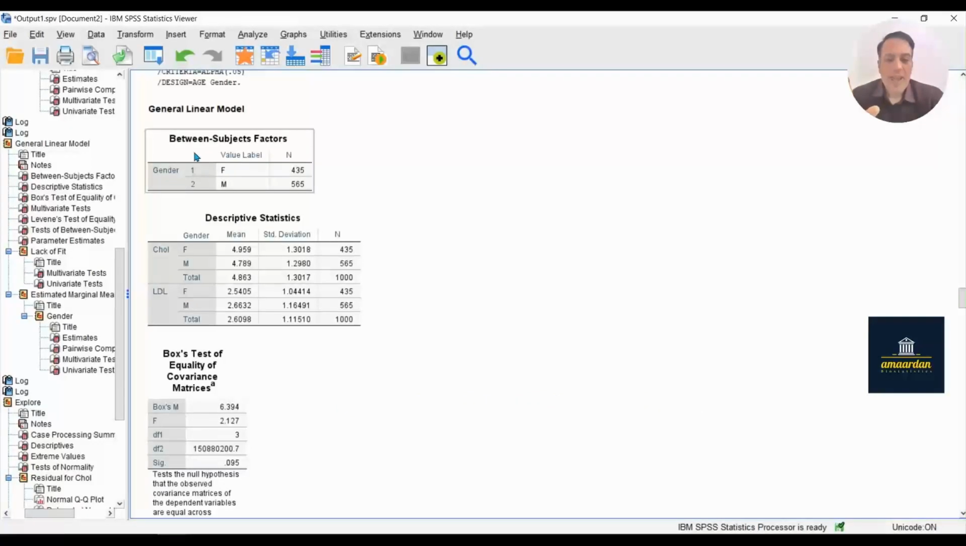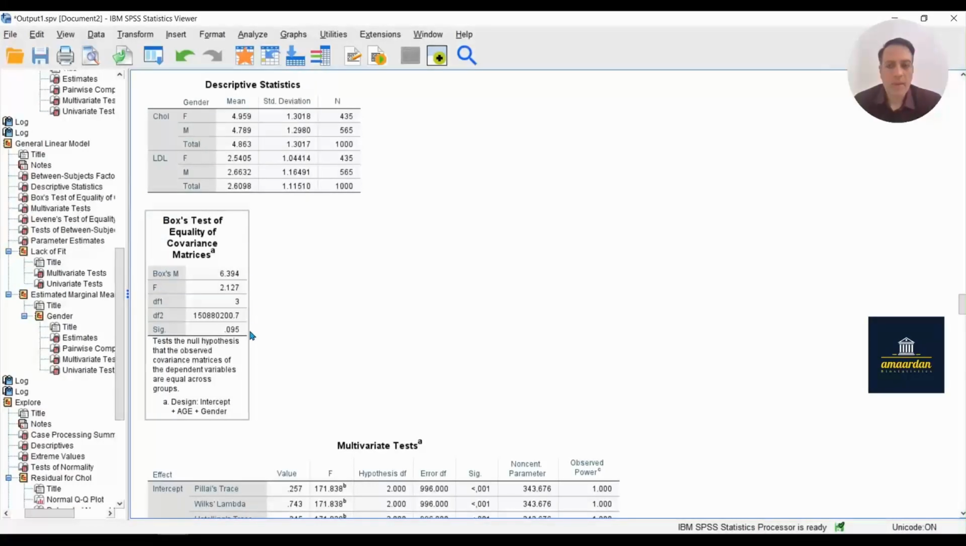But first table of SPSS reports is about genders. In this table, we see that there are 435 female and 565 male participants. In another table, we have descriptions about dependent variables. In this table, we see that the mean of cholesterol is 4.86, but the mean of cholesterol given female participants is 4.96 and given male participants is 4.79.